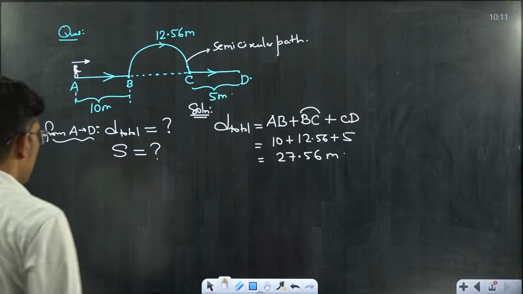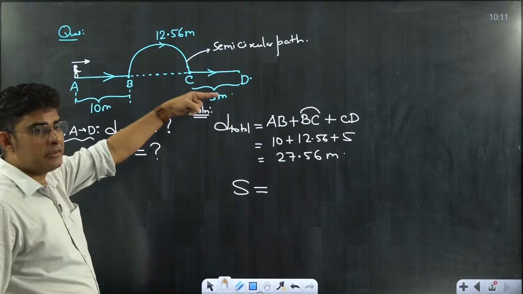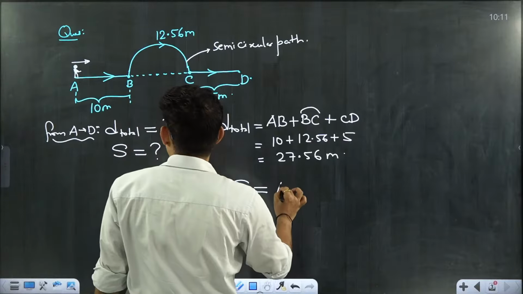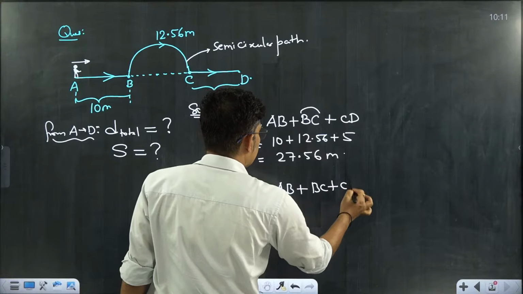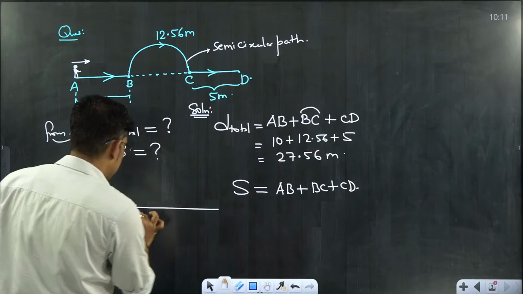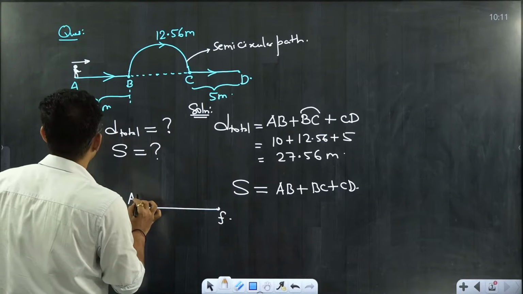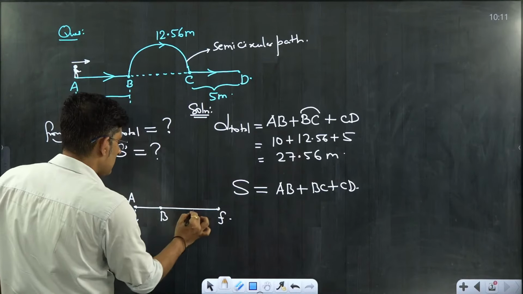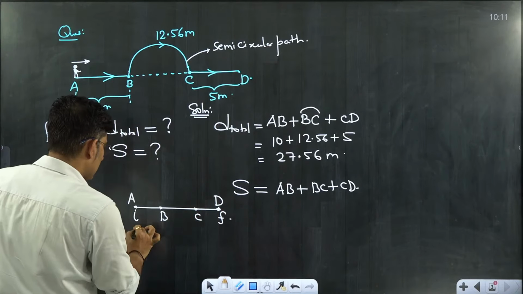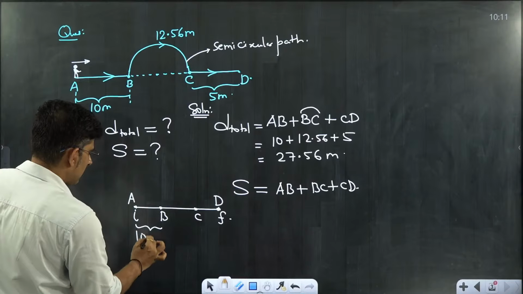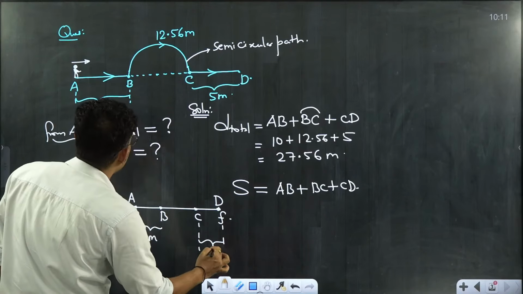Let's see. When we say displacement, we will say the straight line path, shortest path. It is not AB plus BC plus CD. Just the initial and final position. You have to just check this. Initial and final position, which you started from A, B, C and final is D. So this length we know is 10 meter. This length we know is 5 meter.